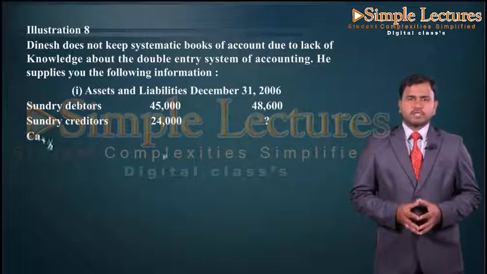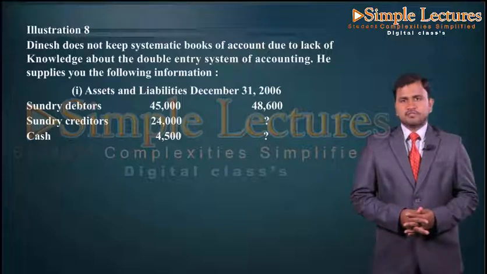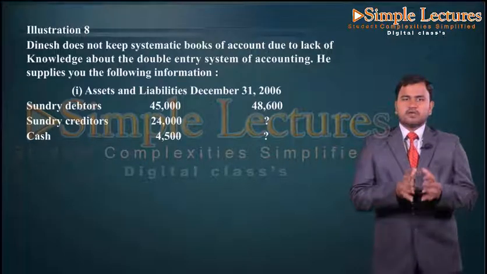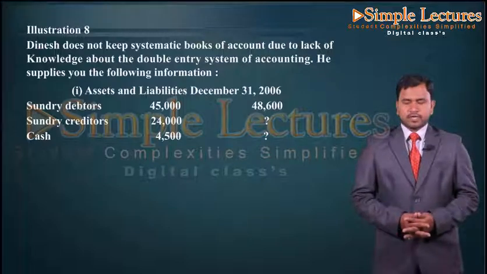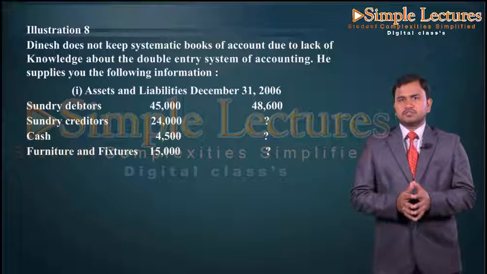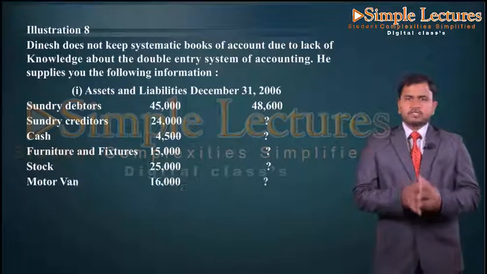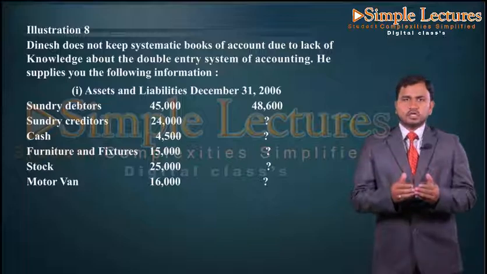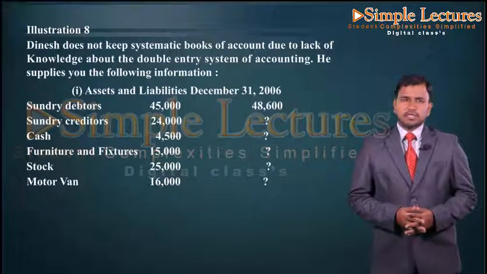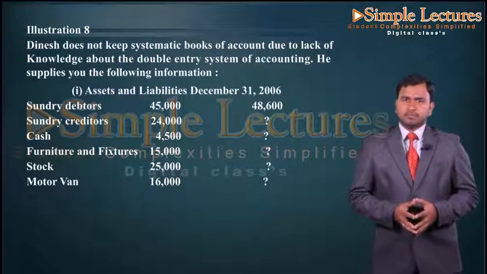Then we have cash 4,500 and closing is missing, for which we have to prepare a summary account to find out the closing cash balance. Then we have furniture and fixtures 15,000 for opening, stock 25,000, motor van 16,000. For all these three assets, closing is missing, so again we have to prepare a statement of affairs to find out the closing balance.